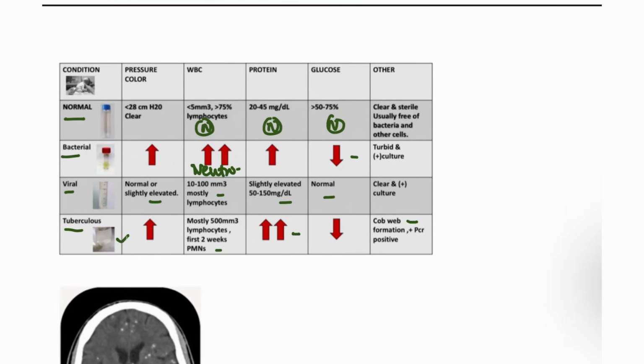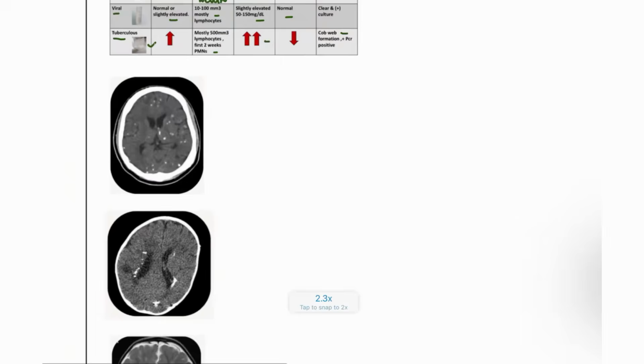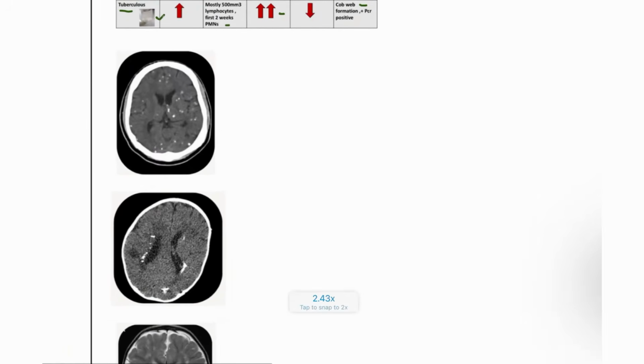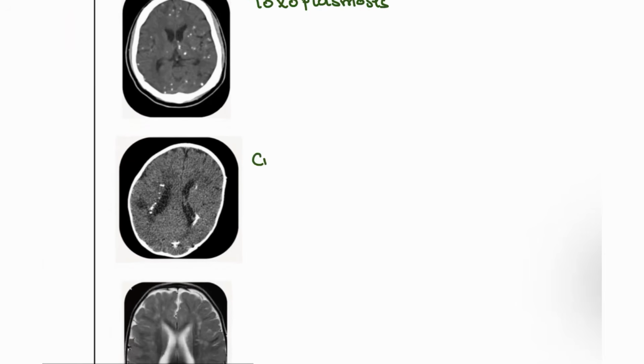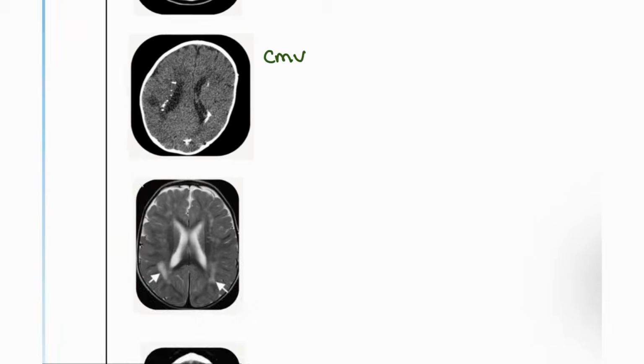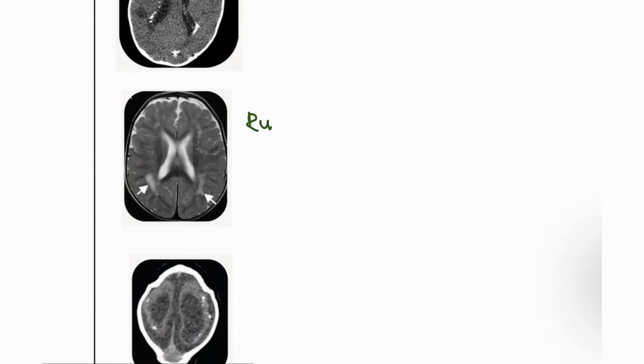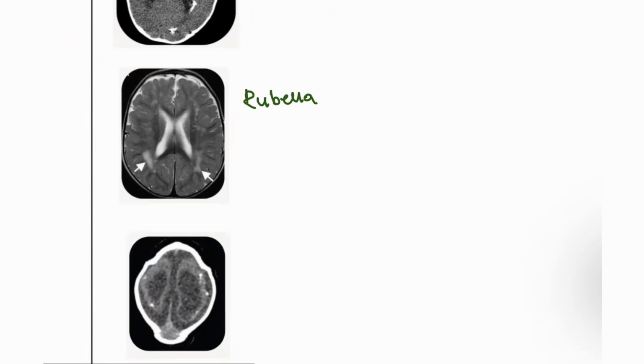Next, we will be seeing another condition, guys. What is this condition? The perinatal infections. Okay, these are the perinatal infections. So this is toxoplasmosis, and here this condition is CMV, cytomegalovirus. This is rubella, and here it is Zika virus.